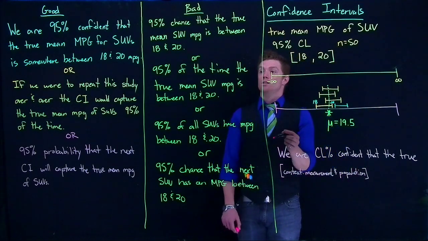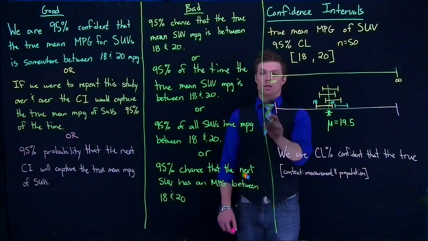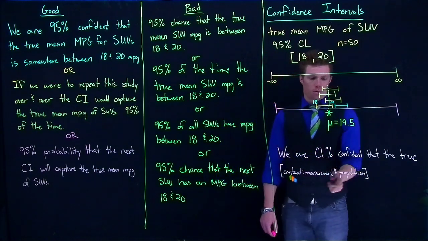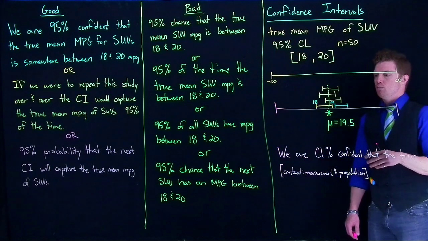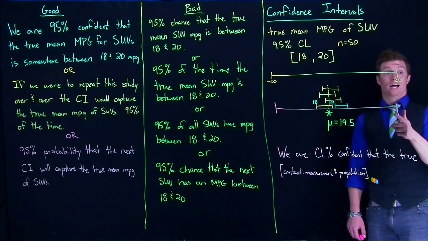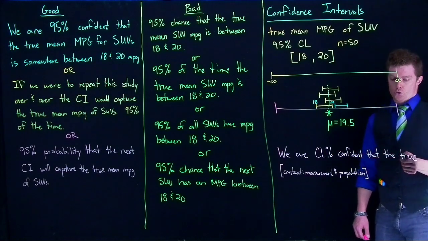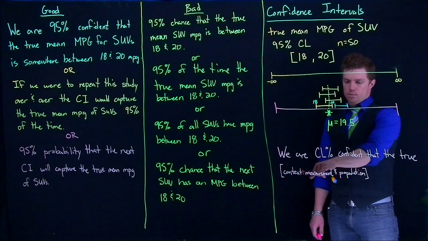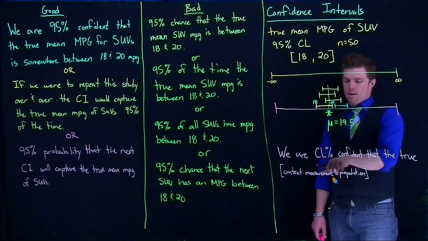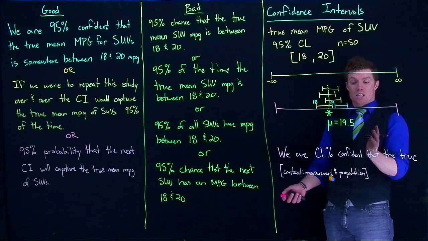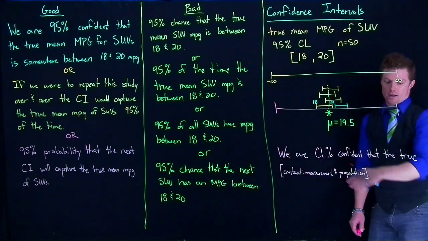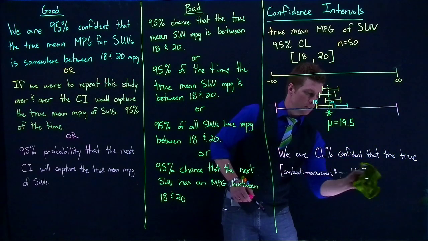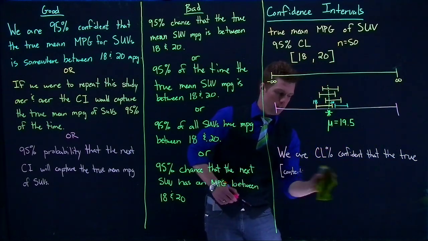Back here, the measurement that I was interested in was MPG, miles per gallon, and the population was SUVs. So you just have to remember, if we're talking about, say, the true mean weight of Siberian Huskies, then the measurement is the weight and the population is Siberian Huskies. We've got to make sure that we can get our context in. So we've got the true, you know what, I put this in the wrong spot. Let's erase this real quick. I like it, but it just needs to shift over one.